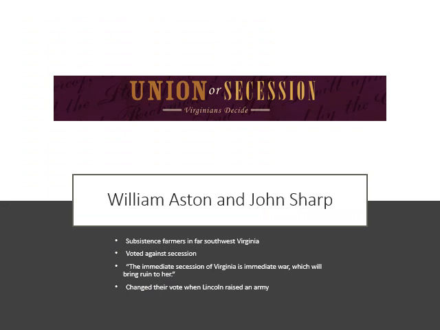You can see that in two subsistence farmers here, William Ashton and John Sharp. These were subsistence farmers in far southwest Virginia. They lived off the land, had small plots. They actually voted against secession in 1861. They thought the immediate secession of Virginia is immediate war, which will bring ruin to her. However, like a lot of people, they changed their vote when Lincoln raised an army. They thought that the federal government, the Union, was going to come in and take their way of life. So they decided to secede.